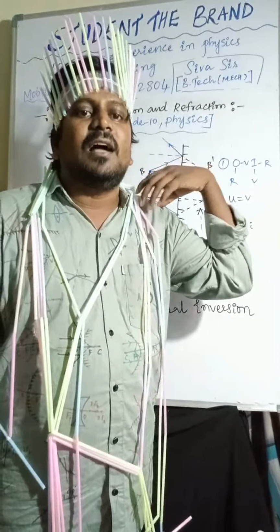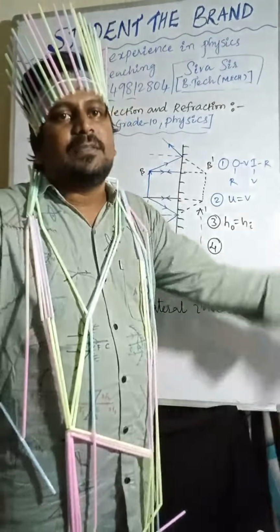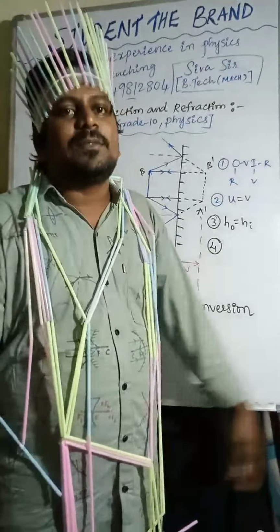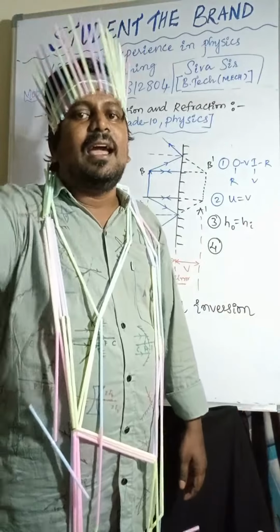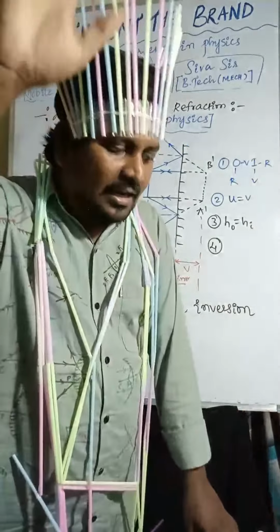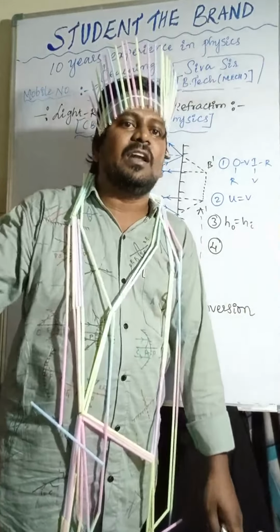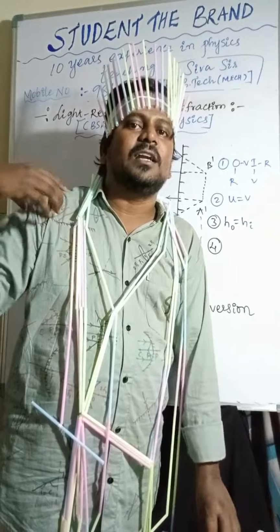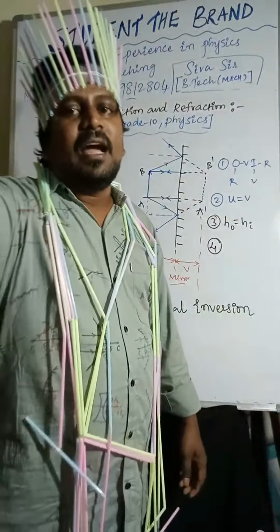Left side of the object appears to be right side of the image. This mirror image is called lateral inversion. So what is lateral inversion? The phenomenon of the right side of the object appearing to be the left side of the image, and the left side of the object appearing to be the right side of the image.